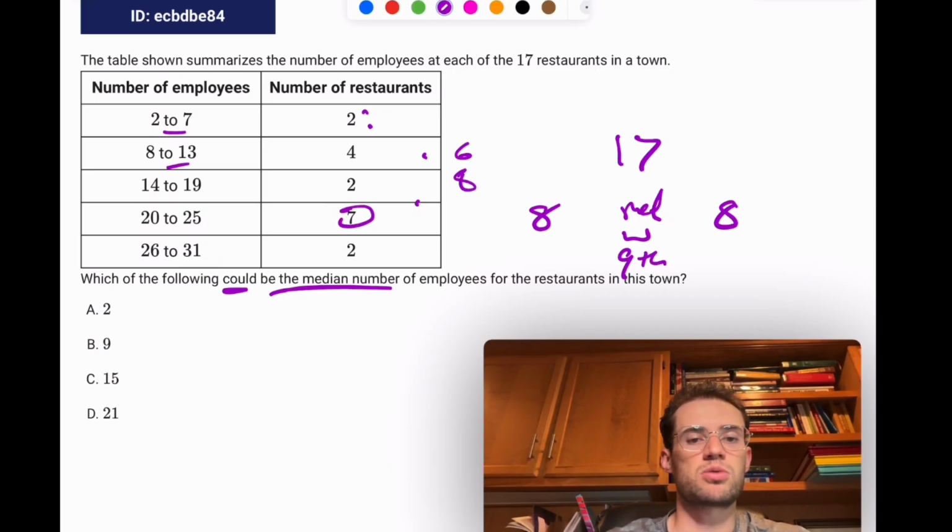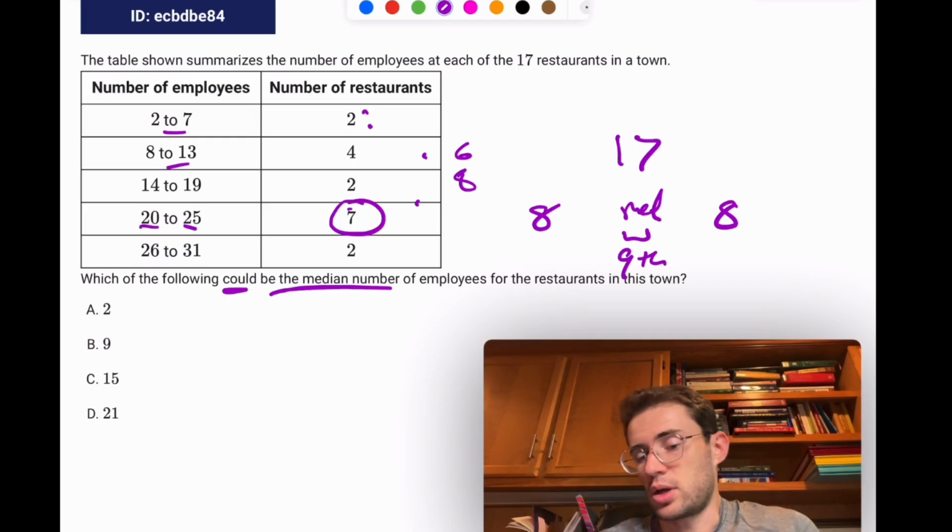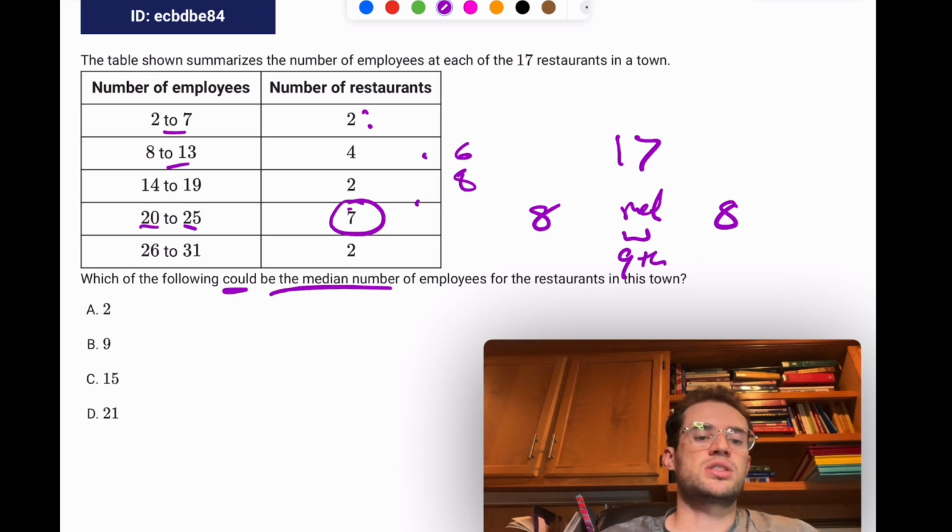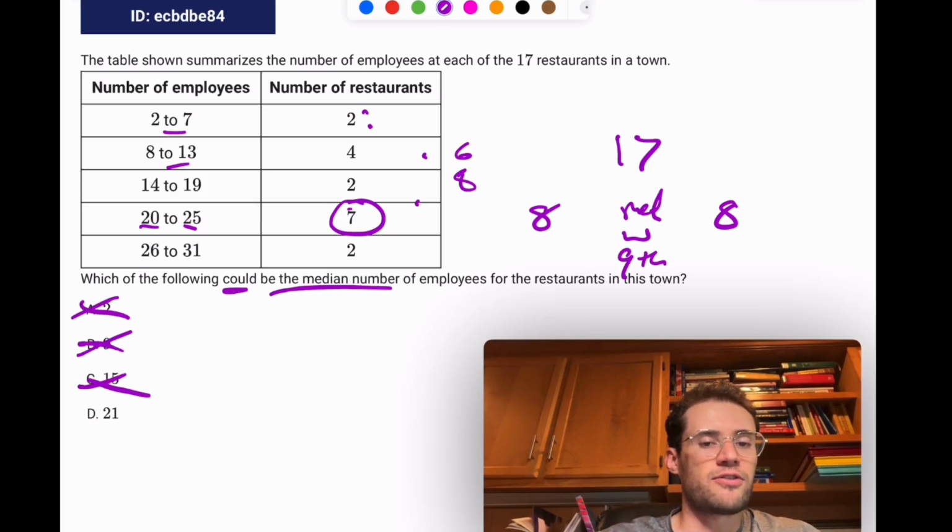It's going to be the bottom of this one, so from 20 to 25 employees. That also happens to be the mode, but that doesn't really affect the fact that that's the median. So it's somewhere between 20 and 25, likely on the lower end of that, but I don't think that's going to matter. So we know it's not 2. We know it's not 9. We know it's not 15.